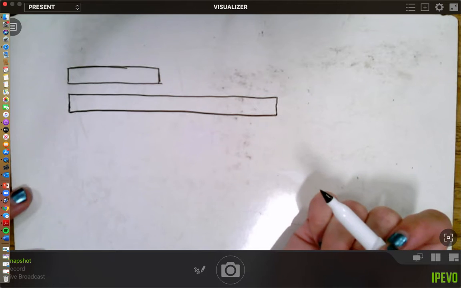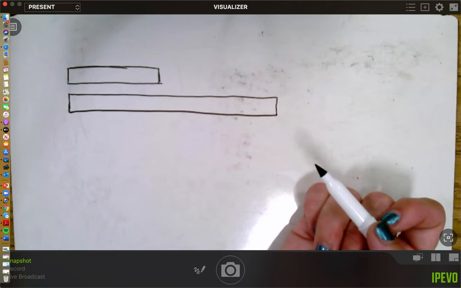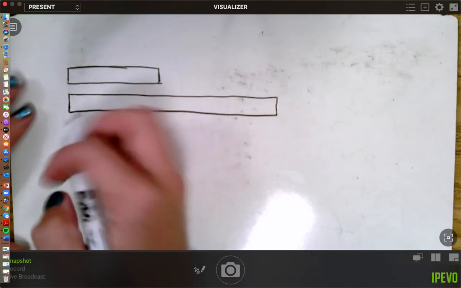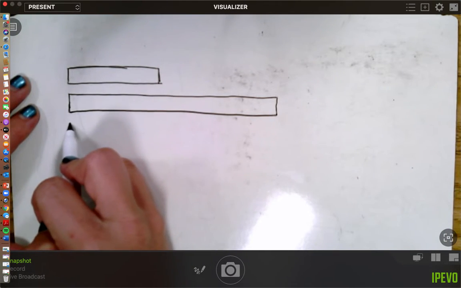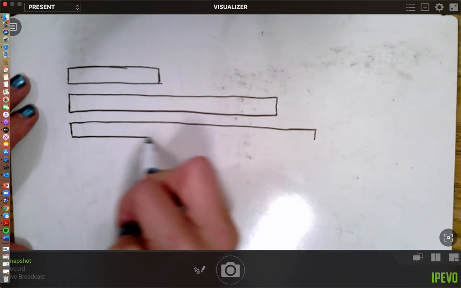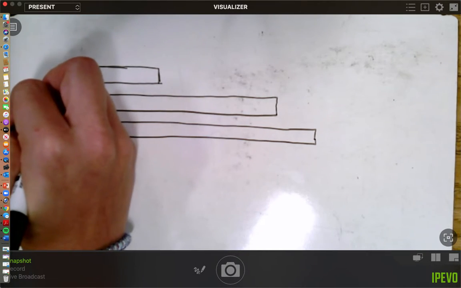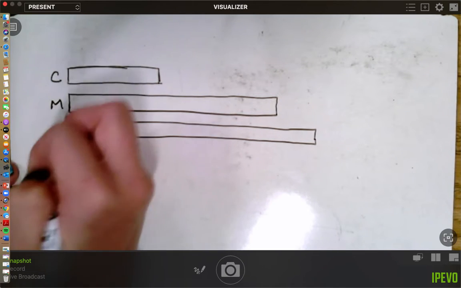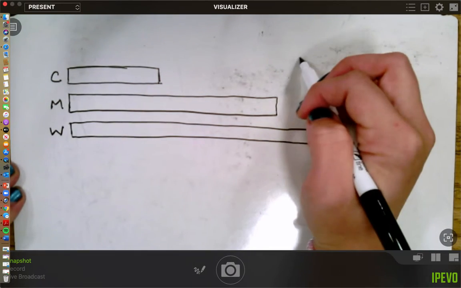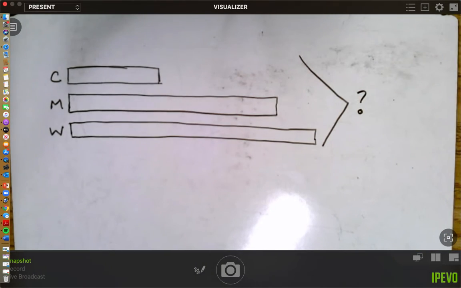And then for women, it says there are 2,872 more women than men at the fair. So if there are more women than men, that piece of tape is going to be even longer. Okay, so this one would be children, men, and women. And we want to know how many total people. So that's what we're missing.